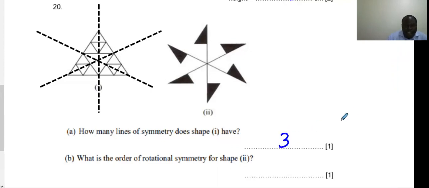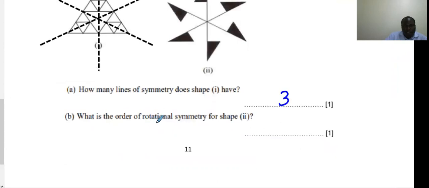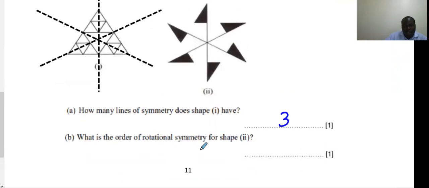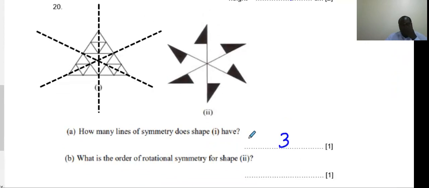Okay. Then what is the order of rotational symmetry for shape Roman 2? Order of rotational symmetry for shape Roman 2. Okay. Now, order of rotational symmetry, order means how many times this shape will fit into itself as it rotates. How many times will this shape fit into itself as it rotates?